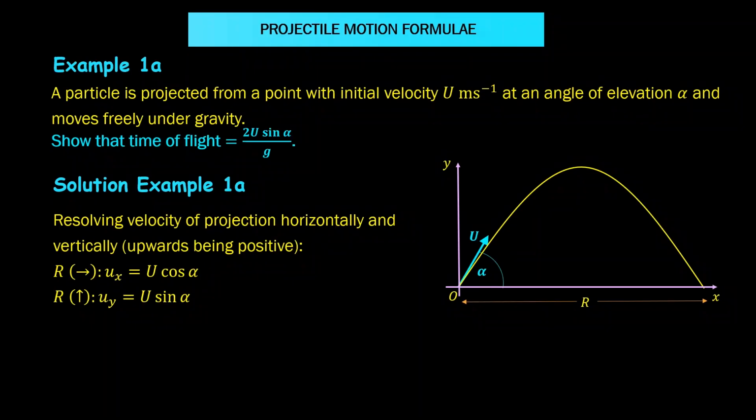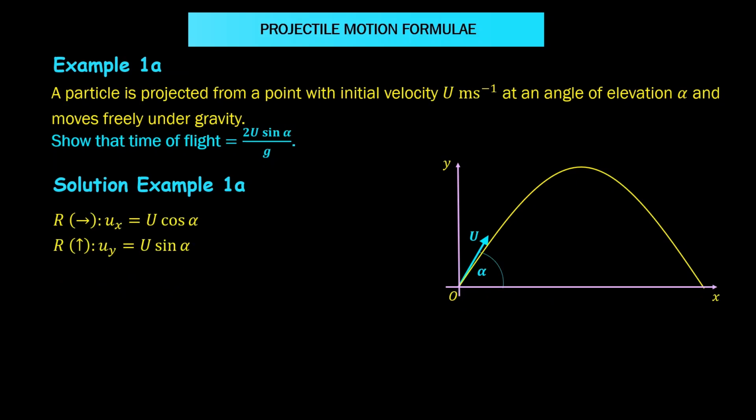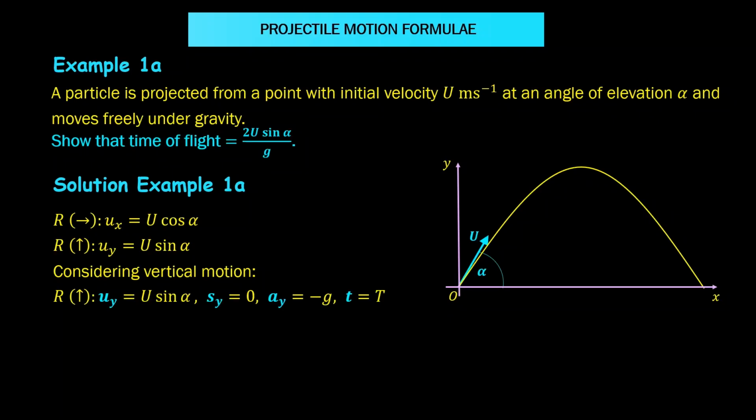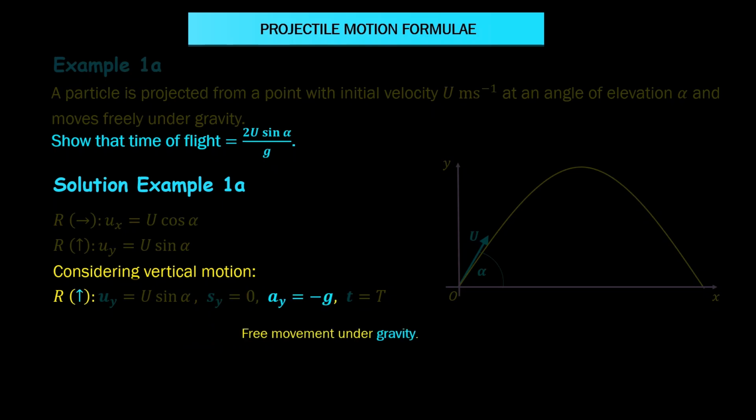Now let's take a look at part A. We are required to show that the time of flight equals 2u sine alpha over g. We are going to need ux and uy. So considering vertical motion, we have uy equals u sine alpha. The displacement is 0. Ay, the acceleration under gravity, equals minus g, since the vertical direction is upwards as positive. And we are required to find the time of flight, t.